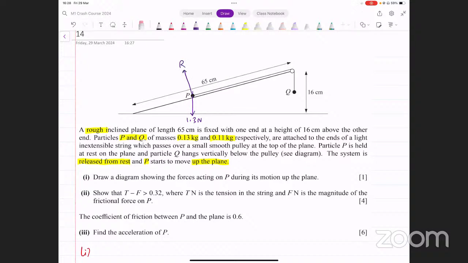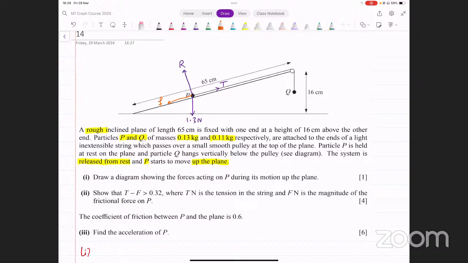This is normal reaction. What else? We have tension. It's tied to a string, so tension is going to act away from P in this direction. And then we have friction because it's moving up the plane. The plane is rough, so friction is going to act in this direction. And that's it. These are the forces that we have, right? So that's the first part.